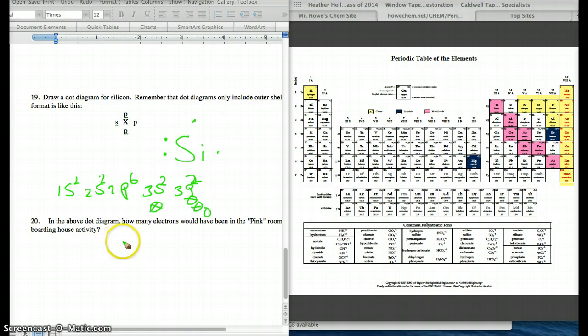All right, the pink room in the boarding house activity we did when we began this unit, the pink room was the p sublevel. So how many electrons are in the p sublevel? It's 2. And that's it.